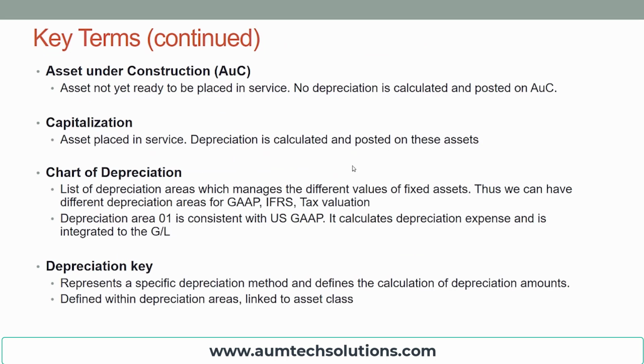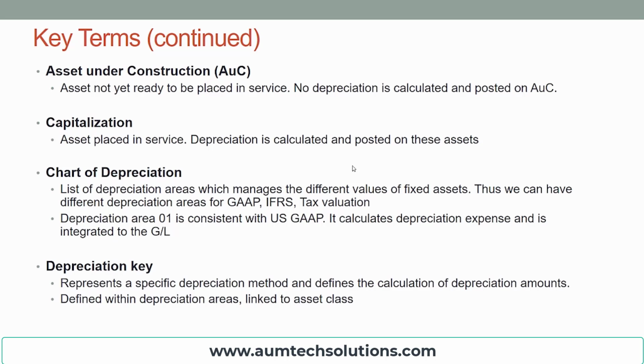Next is asset under construction. Many times companies construct assets on their own. These are called assets under construction. A very important feature of an asset under construction is that since it is not completed and not in service, no depreciation is charged on it. Capitalization. This is the date on which the asset comes into service. It starts giving service to the company. This is the date of capitalization. The depreciation on an asset is charged from the date of capitalization.